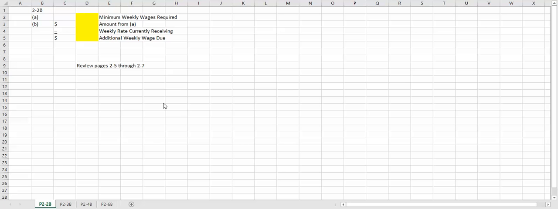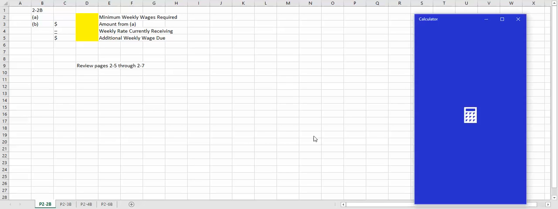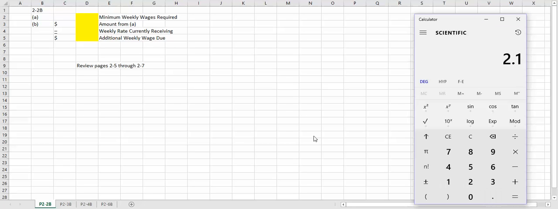Yes. On page 2-6 in the first full paragraph, it tells you how much tipped employees get per hour, which is $2.13. So to calculate the minimum wages required, we're going to take $2.13 times the 40 hours that the problem says that he works, which is $85.20.